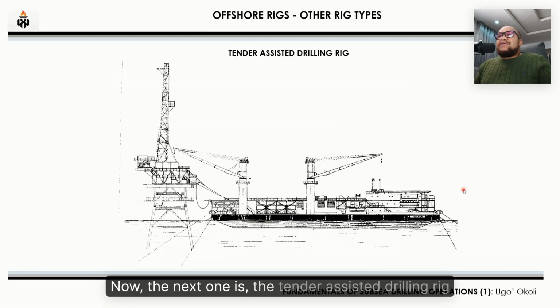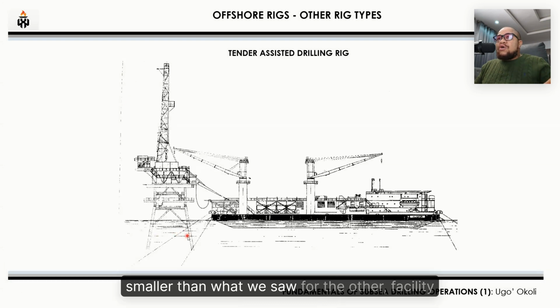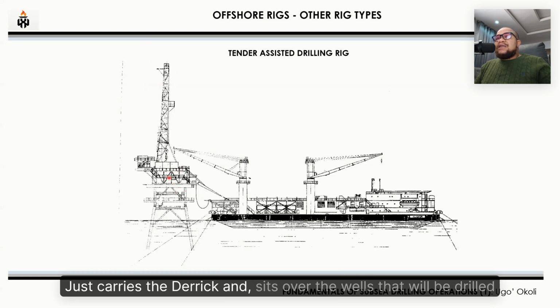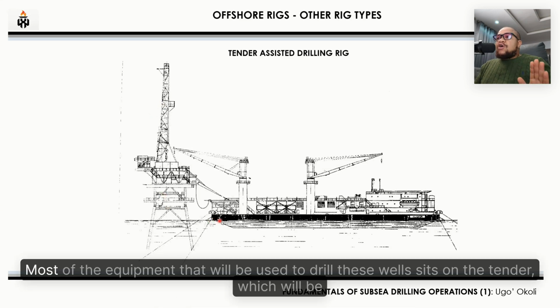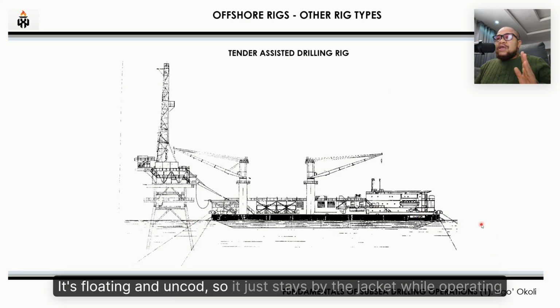Now the next one is the tender assisted drilling rig. The difference between the fixed jacket and the tender assist is this particular jacket is a lot smaller than what we saw for the other facility. It just carries the derrick and sits over the wells that will be drilled. It's piled on bottom, so it's a fixed structure here, and on this we'll be drilling the wells. Most of the equipment that will be used to drill this well sits on the tender, which will be floating. As you can see, it is floating and it's anchored, so it just stays by the jacket while operating.